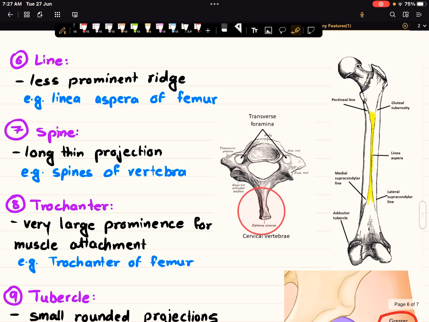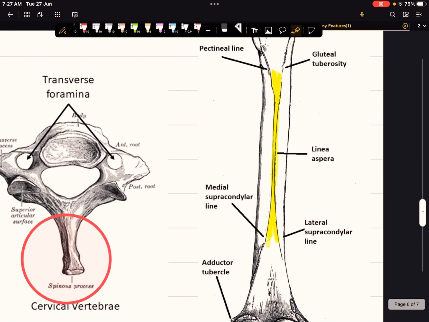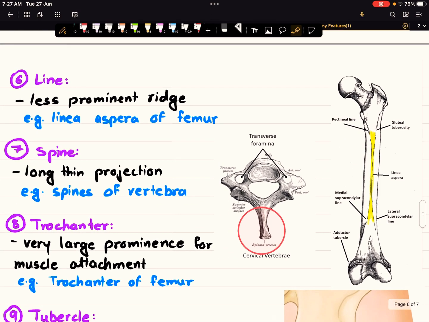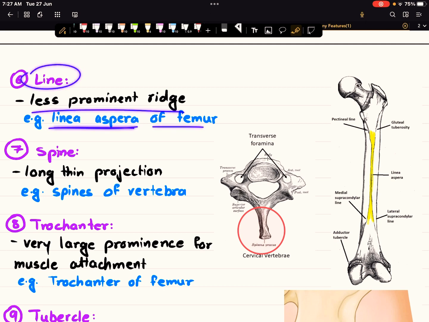Now when it comes to the line, it is a less prominent ridge. For example, linea aspera of femur. As you can observe here, this yellow colored highlighted portion I have shown is the linea aspera of femur. It has important muscle attachments, but it is quite less prominent as it is overlapped with many muscle attachments, hence called a line, or the linea aspera of femur, which is an example of a less prominent ridge called a line.